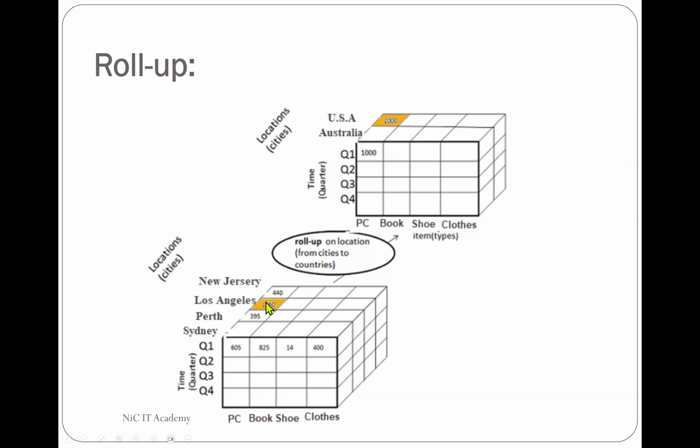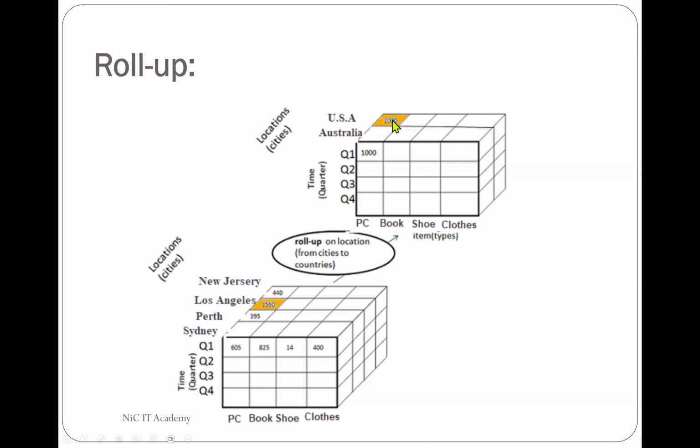So what do we have to do? We have to combine these two, right? This 440 plus this 1560, if you add, this will become 2000. So this is nothing but roll up activity, roll up on location. Rolling up on cities and getting the country-wise sales value.